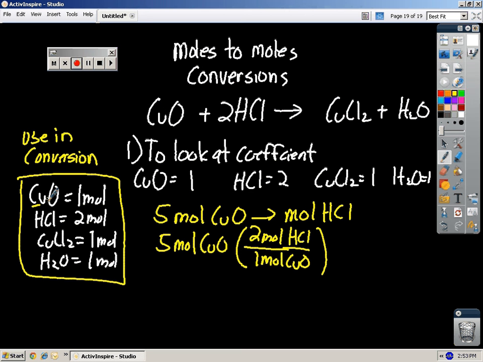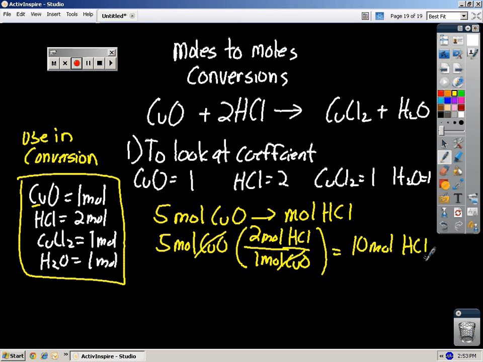Now, if I look at this, the moles of CuO cancel out. Now I have moles of HCl, which is what I want. I take 5 times 2. What do you get? 10. That's right. So we get 10 moles of HCl.